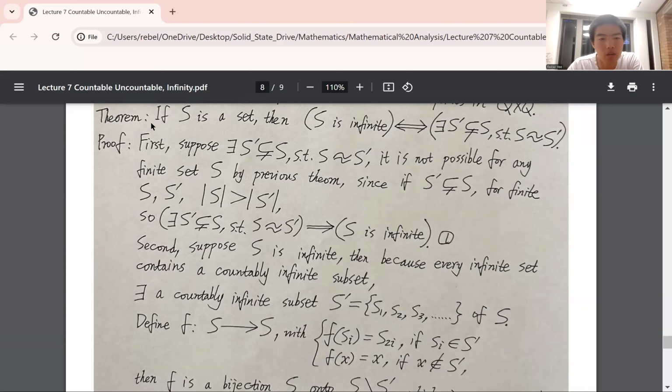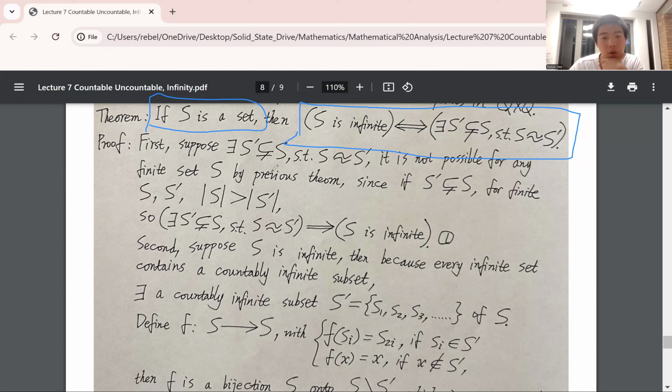Cool. So maybe this one we don't need to consider anymore. We just need to focus on this point, because S is a set is very general, right? So this means S is infinite if and only if there exists a proper subset of S such that their cardinality is the same. Since this is if and only if, we are proving two directions.